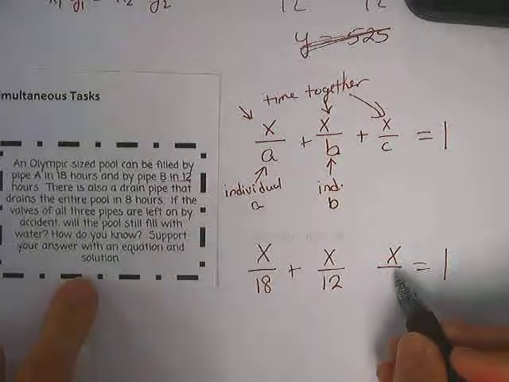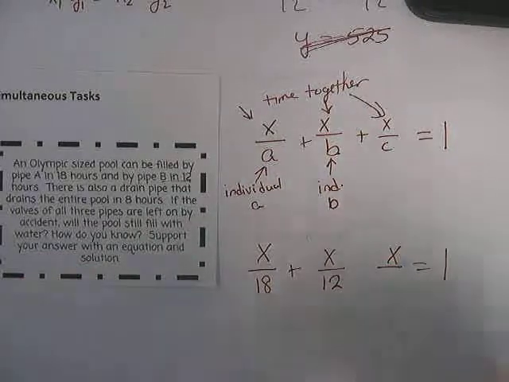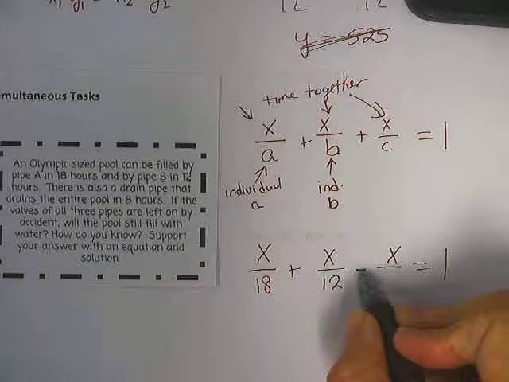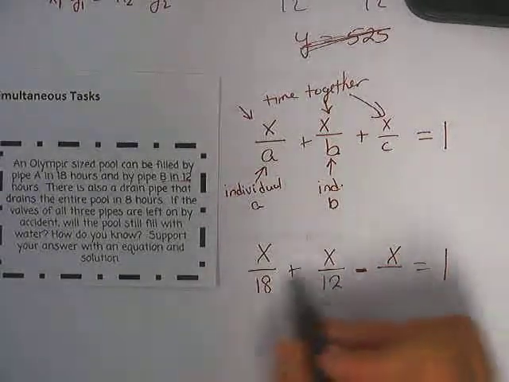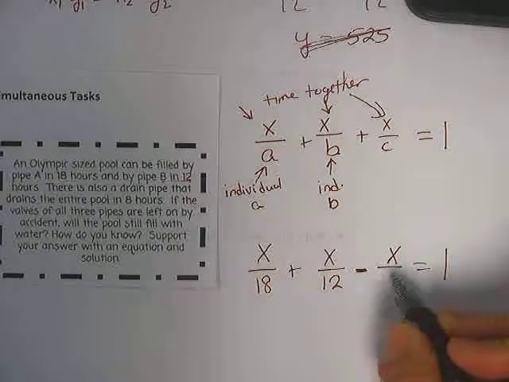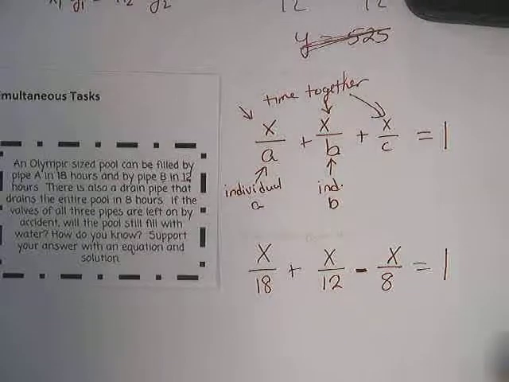We don't have a third pipe, we have a drain. And keep in mind that drains work the opposite of pipes. They're emptying the water out. So instead of adding to this, we're going to subtract it because it's working against these two pipes. So my third instance is the drain, and the drain takes 8 hours to empty.